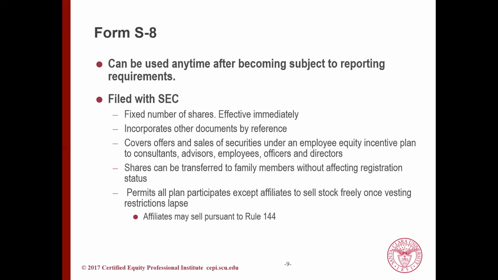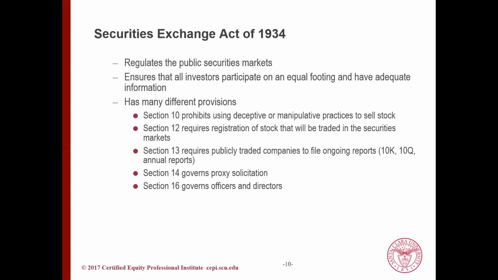It covers offers and sales of securities under an employee equity incentive plan to consultants, advisors, employees, officers, and directors. The shares can be transferred to family members without affecting the registration status. And it permits all plan participants except affiliates to sell the stock freely once the vesting restrictions lapse. And again, we've talked about this a couple times. Affiliates must still sell pursuant to Rule 144.